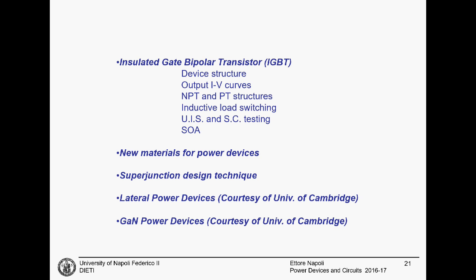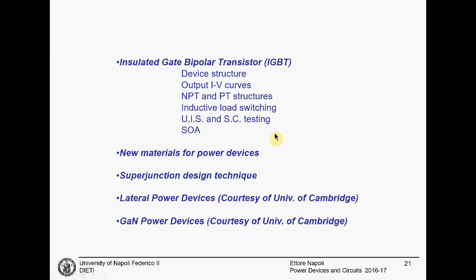Finally, the last device that we will study will be the insulated gate bipolar transistor, the IGBT: device structure, output IV curves, non-punch-through and punch-through structures, inductive load switching, testing and reliability with unclamped inductive switching and short circuit, and the safe operating area.